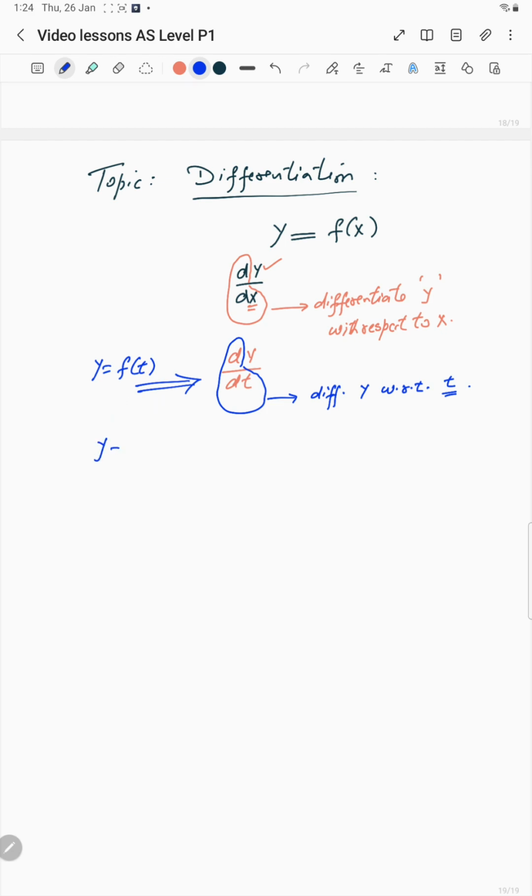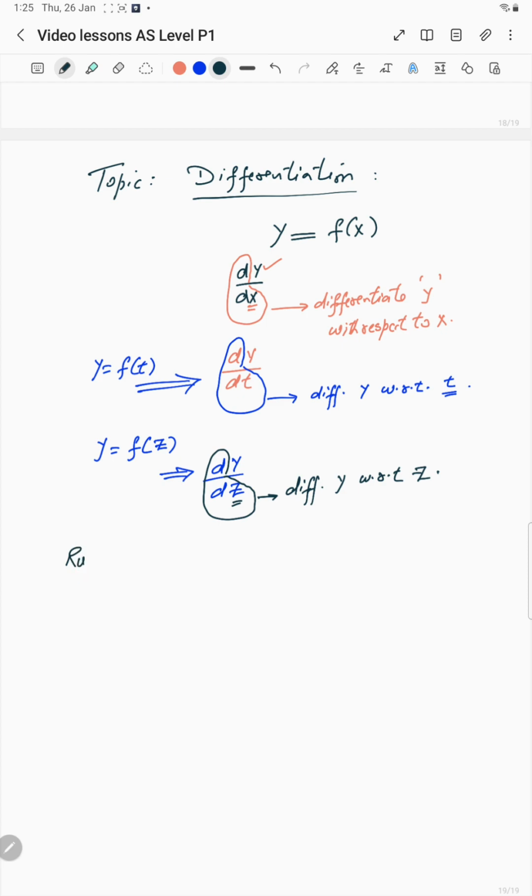Similarly, if you have function y in terms of z, then you need to find dy by dz, and we will read it as differentiate y with respect to variable z, and this is how we can read what we are going to do.